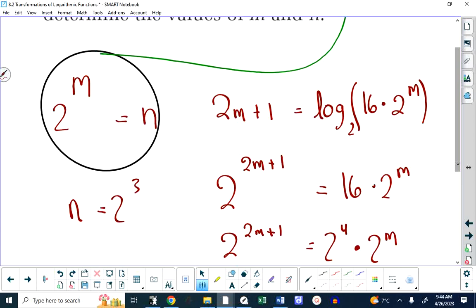You just look at it and go, oh, well, it's 9. 2 raised to the 3 is 2 times 2 times 2, which is actually 8. 3 raised to the 2 is 9. 2 raised to the 3 is 8. Try to avoid those, what we call silly mistakes.